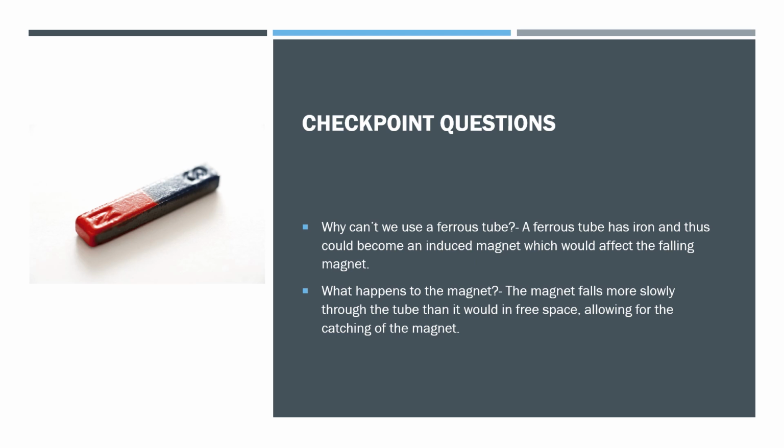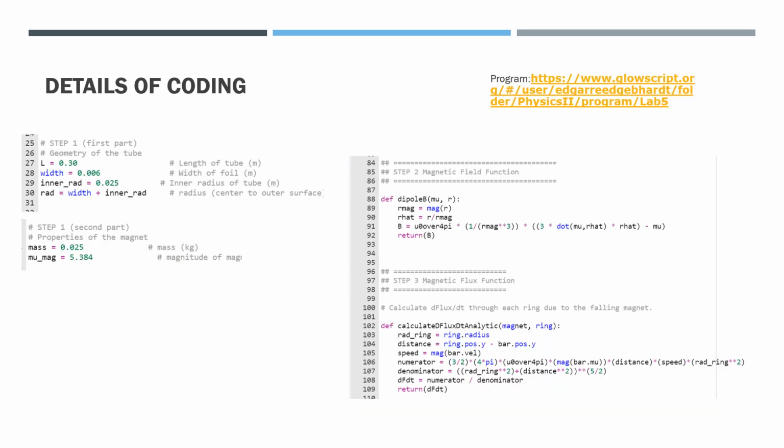So why can't we use a ferrous tube in this experiment? A ferrous tube has iron, and this could become an induced magnet, which would affect the falling magnet. And what happens to the magnet? The magnet, as we saw, falls more slowly through the tube than it would in free space, allowing for the catching of the magnet if you're holding the tube.